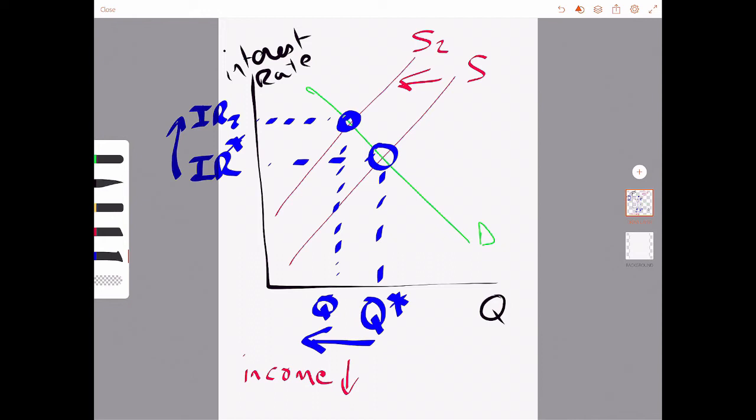So we're going to see when we move into monetary policy that the Fed, the Federal Reserve Bank, is going to try to do something to keep these interest rates from going up. So there will be another change in the loanable funds market, but for now, this is what we should expect to see happen.